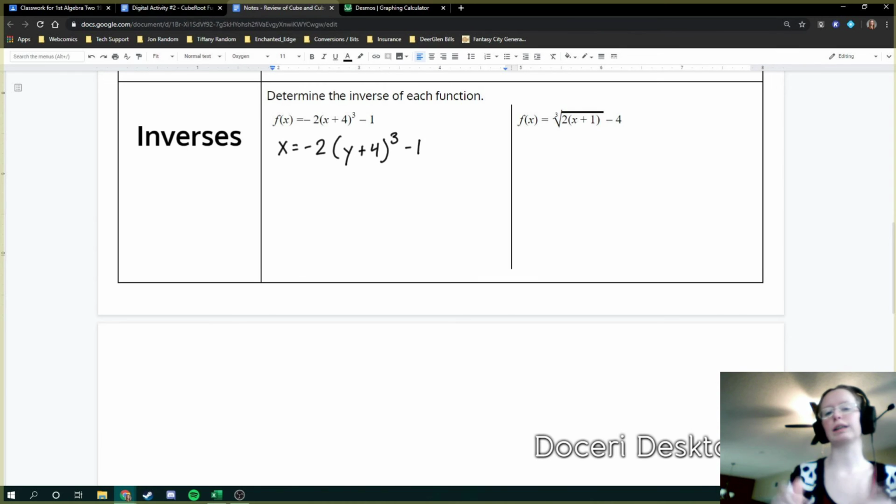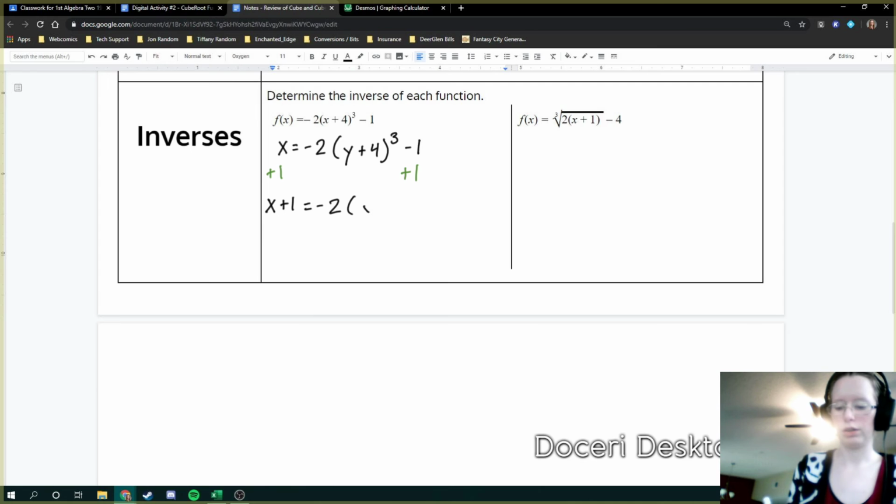So a lot of the same steps that we did on the problem just above this on this sheet of paper, we're going to do this one. First, I'm going to start by adding the 1, then I'm going to divide by -2, then I'm going to cube root, then I'm going to subtract 4. Same deal. Okay, so add 1, x plus 1 equals -2(y plus 4) quantity cubed.